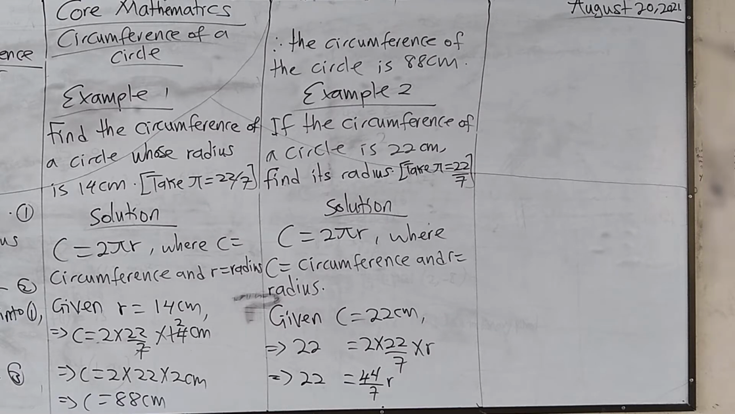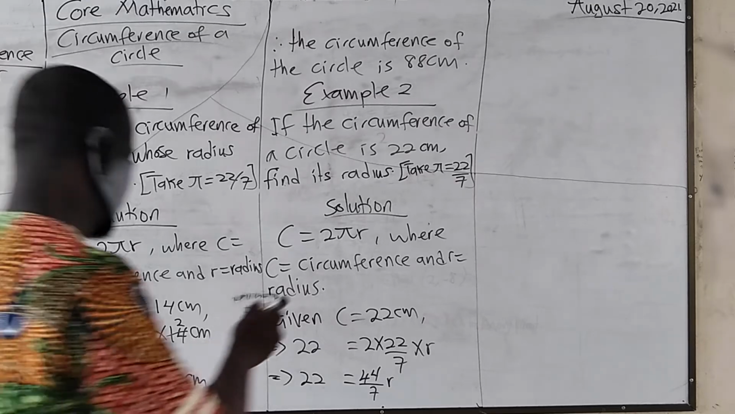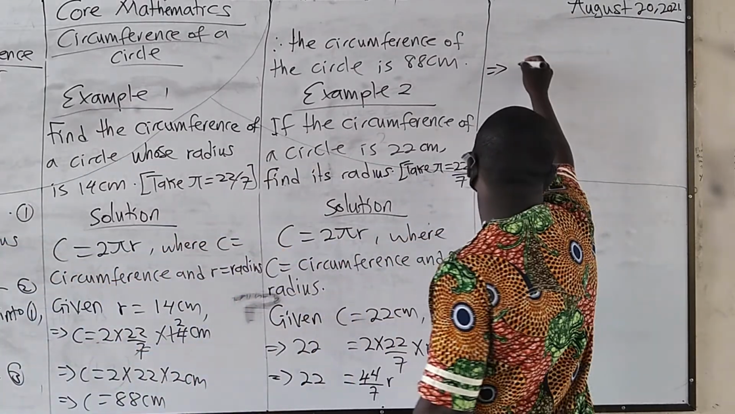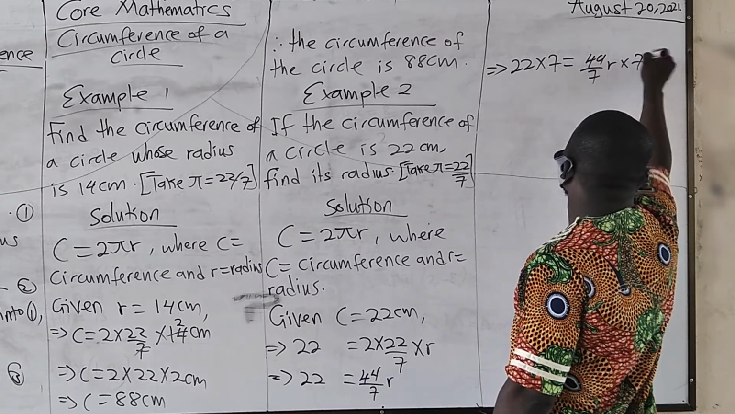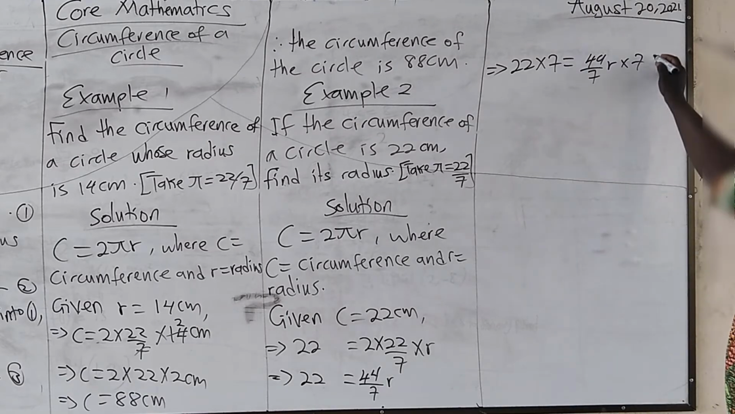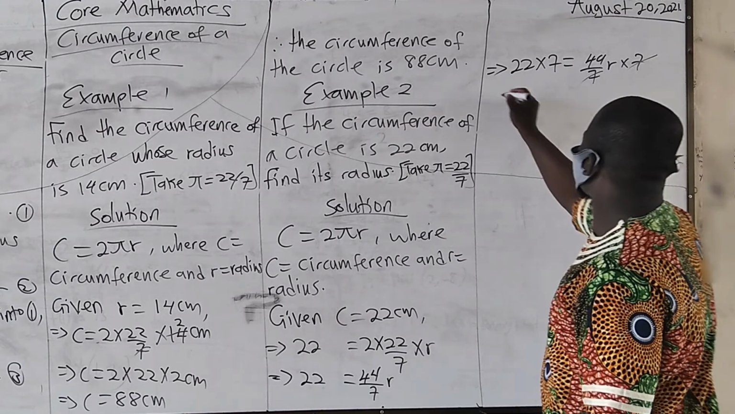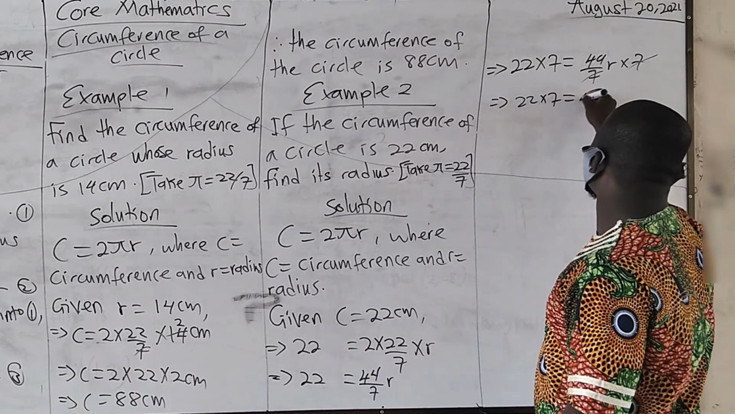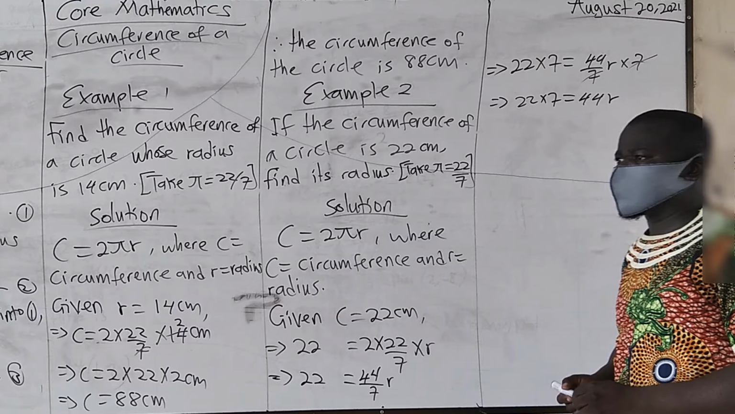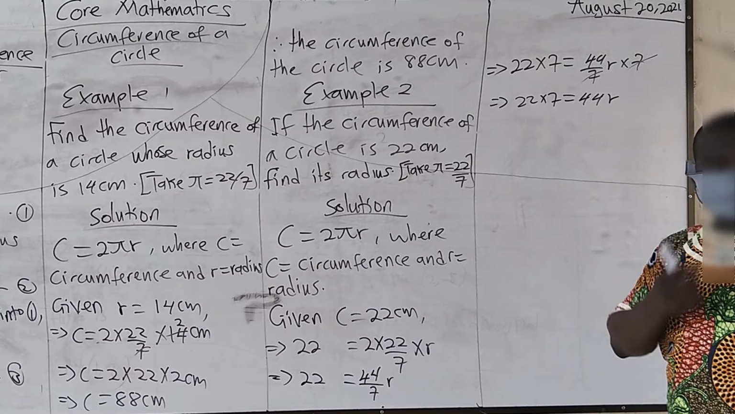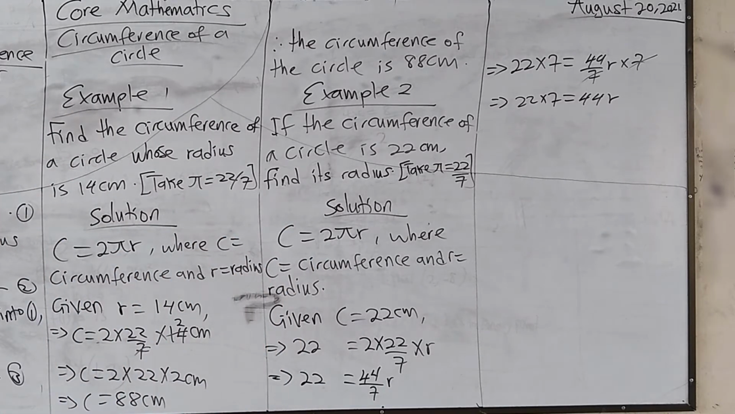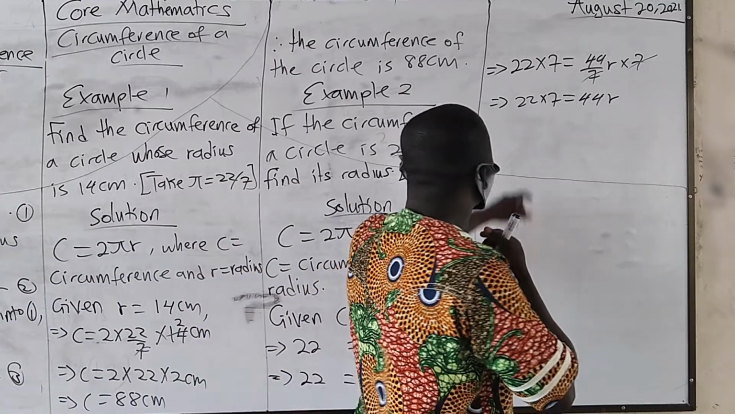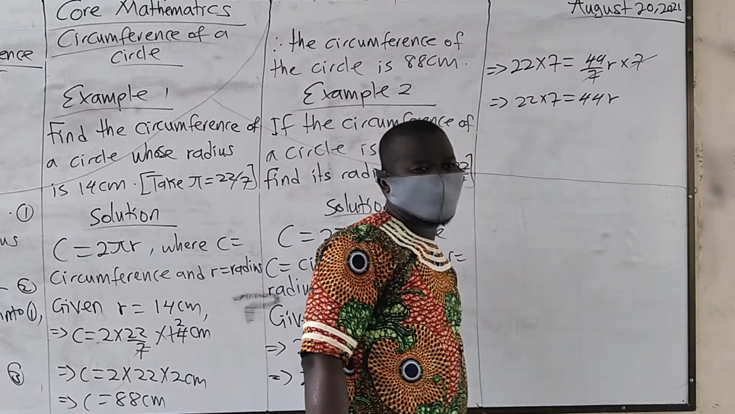What's the next procedure? Multiply both sides by 7. What happens here? 7 divided by 7 is 1. So we now have 22 times 7 is equal to 44 r. I always advise that you don't multiply yet. If you multiply, you are going to have a very big number. You are allowed to use calculators, but at the lower level, don't do that. Don't multiply 22 by 7, which would give you 154.